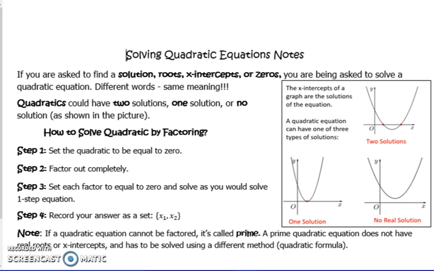If you look at the graphs, and we're not going to graph them today, there are three different types of solutions you can have. It can either hit the x-axis twice and have two solutions, hit the x-axis once and have one, or not hit the x-axis at all, so there are no real solutions. It's still a quadratic, but there are no solutions to it.